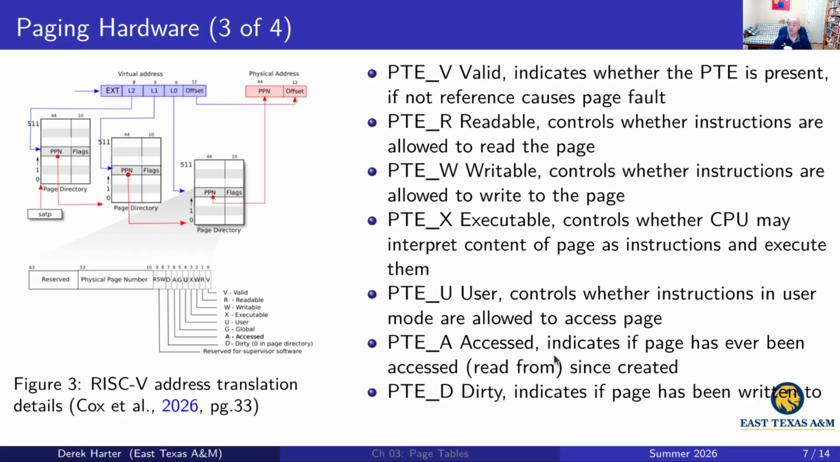And then these are useful for telling whether a page has actually been read from, or whether a page has actually been written to. The operating system usually needs to know these in case it's going to kick out a page from memory to reuse it for something.